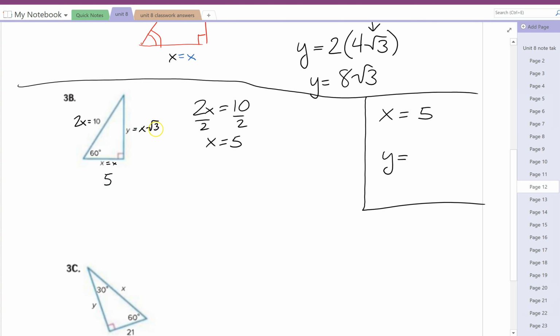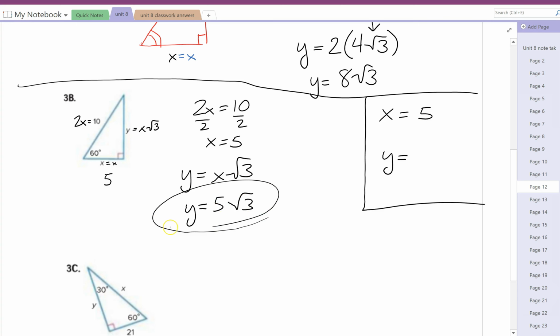Now I want to know what y is. Well, y is equal to x times the square root of 3. If I substitute in a 5 for x, I get y. And I could turn that into a decimal if I want, but if I'm feeling lazy, I just stop right there and I say y is just 5 times the square root of 3.